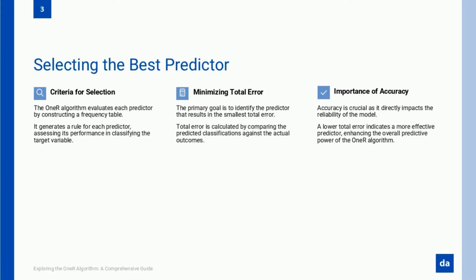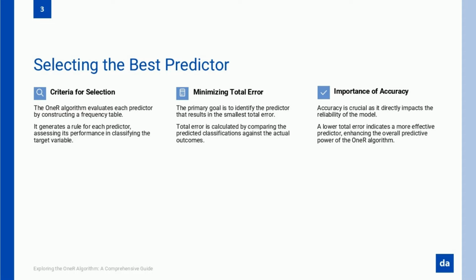Let's make this real. Imagine you're analyzing a dataset with predictors like age, income, and education level, and your target is whether someone will buy a product. You generate frequency tables for each predictor and formulate simple rules such as if age is under 30, then purchase. If over 30, then don't purchase. For income, you might get if income is above 50K, then purchase, otherwise don't. By testing each rule against the actual data, you calculate the total error for each predictor.